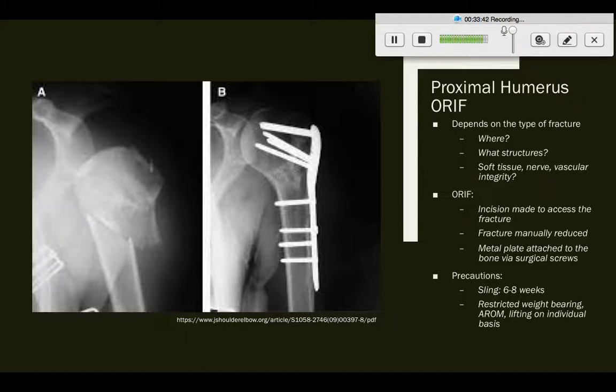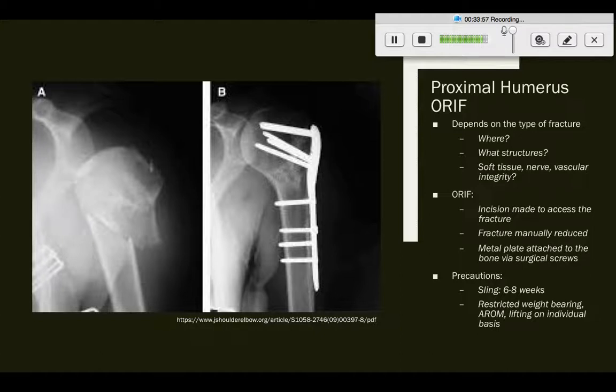So a proximal humerus ORIF, or open reduction internal fixation. It's going to depend on the type of fracture. Where's the fracture? What structures are involved? Is there any soft tissue, nerve, or vascular integrity?